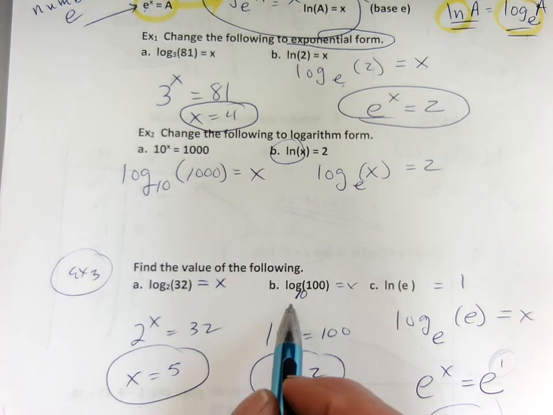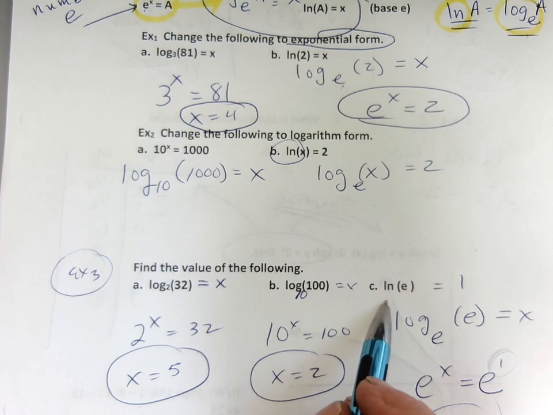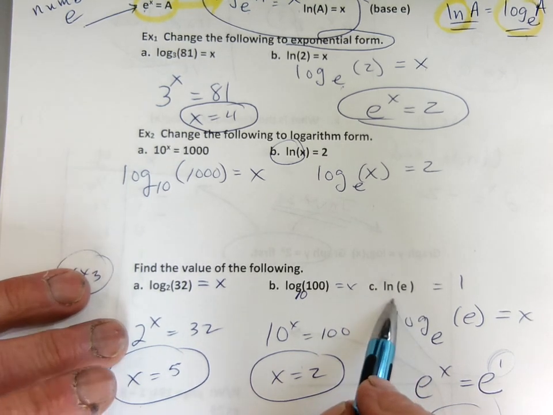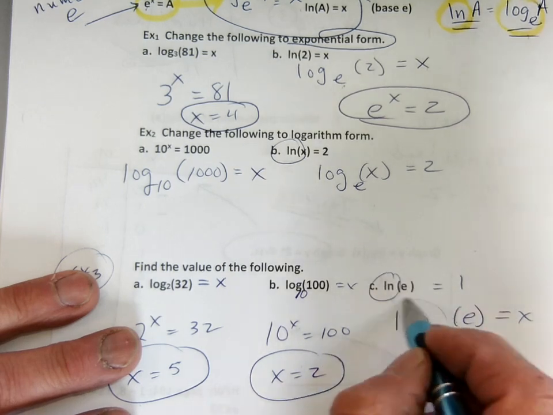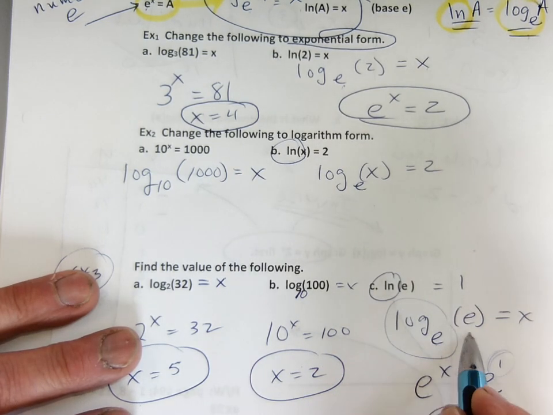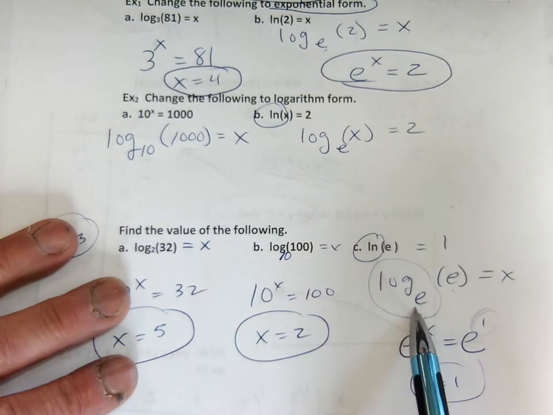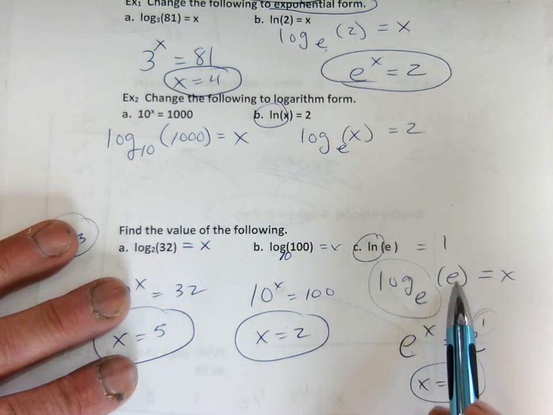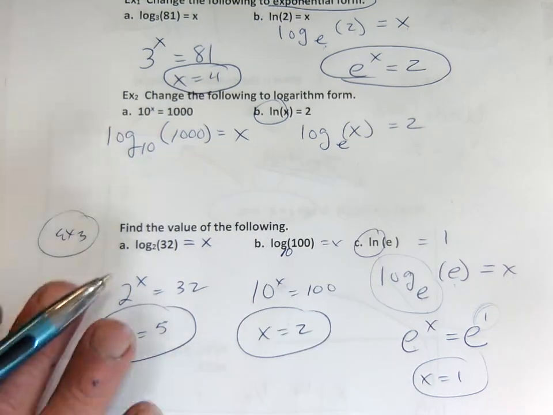Yeah, you could use a calculator, but it's kind of fun to do it this way, okay? C, we know that ln means log base e. So we write it as log base e of e equals x. So then if I change to exponential form, I go e to the x equals e. Well, it's got to be 1 because that's to the 1 power, okay?